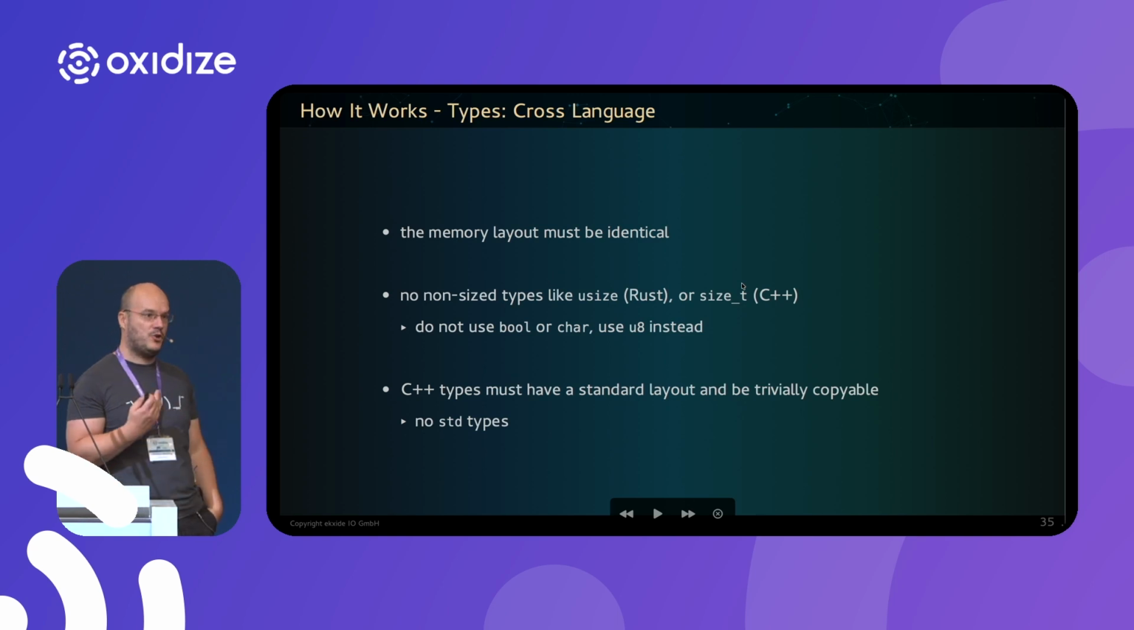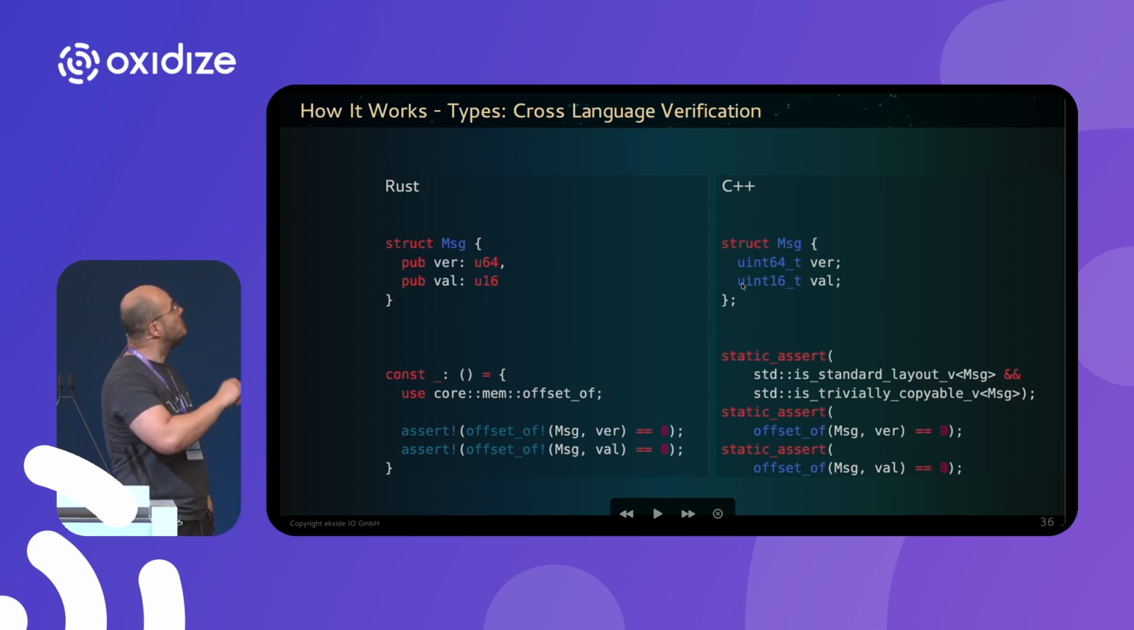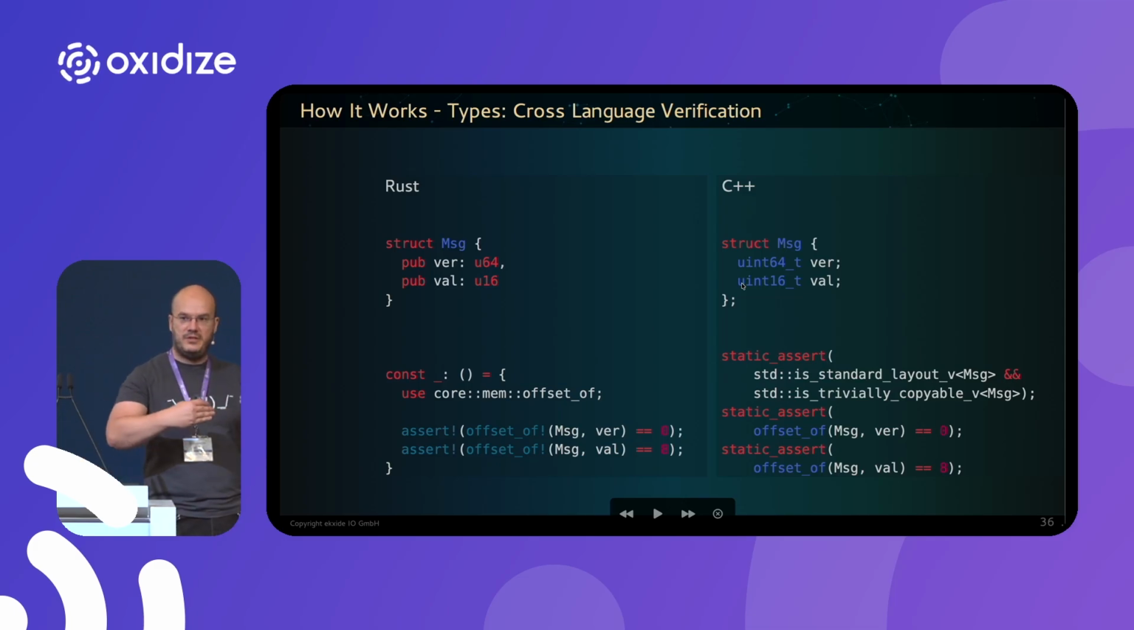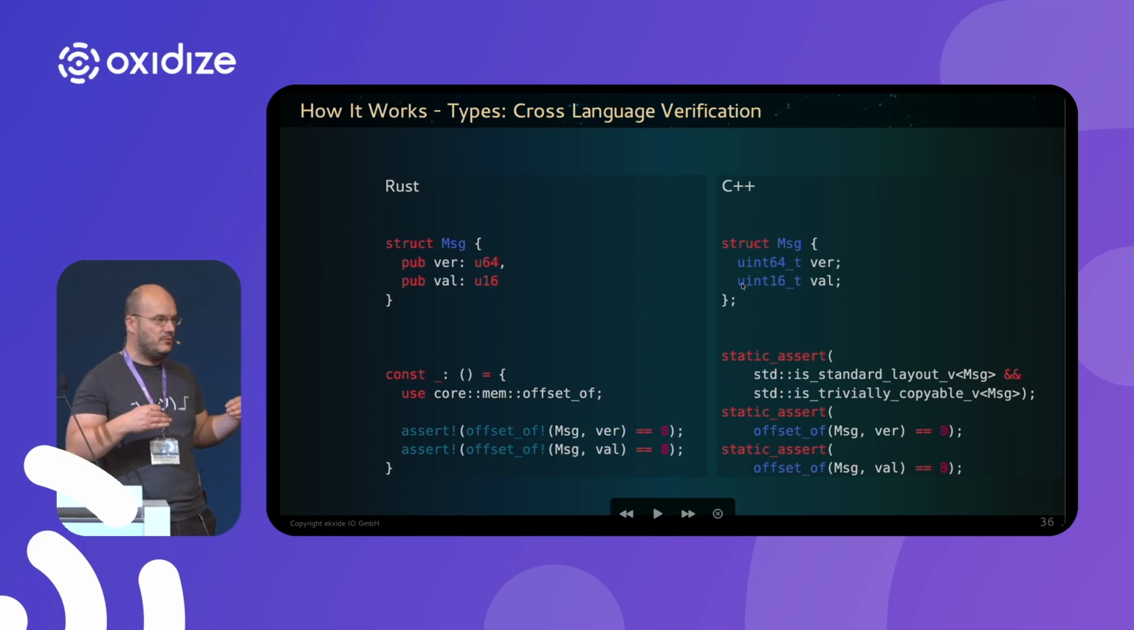How can you really ensure that something has the same memory layout? This is actually quite easy. This is the Rust and the C++ side. Let's assume you want to share this message struct. On the Rust side, we can just ensure that the offset of the version member starts at 0, that the value starts at 8, and with this we can ensure that the offsets of the individual members have the same position, and therefore we know that the layout of the memory struct is the same. And iceoryx on top of this also ensures that the alignment and the size of the data type are the same, so you do not run into any kind of undefined behavior.